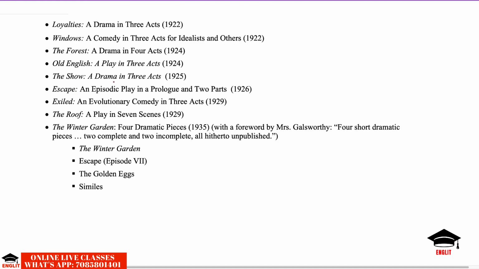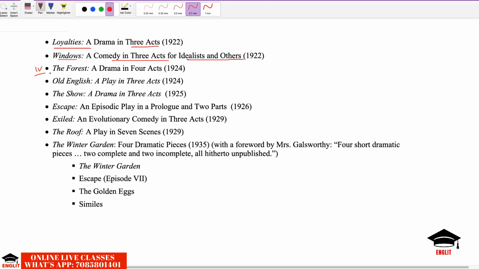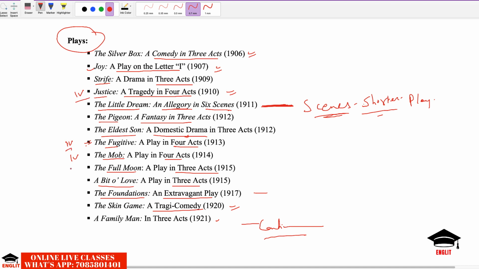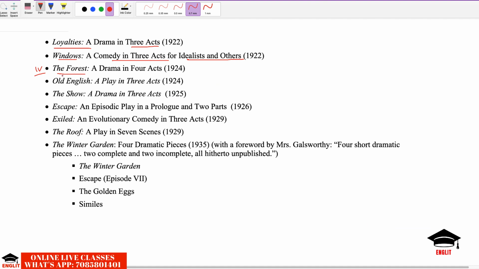Then the remaining dramas: there is Loyalties in 3 acts, Windows, a comedy in 3 acts for idealists and others. Then Forest, the fourth drama, was in 4 acts. The first three were 1, 2 and 3. These three dramas plus the last one are in 4 acts. The rest are of 3 acts if they are longer plays. And if they are shorter plays, then they are either single scene plays, 3 scene plays, 6 scene plays or 7 scene plays.